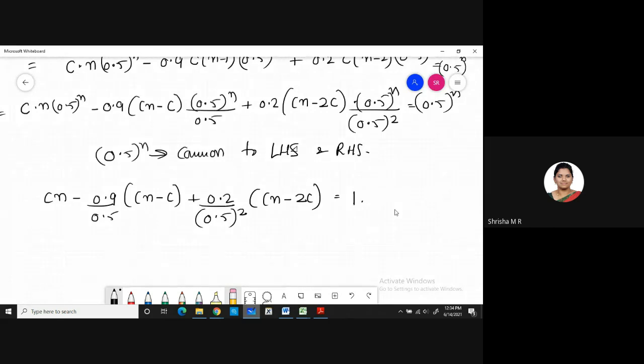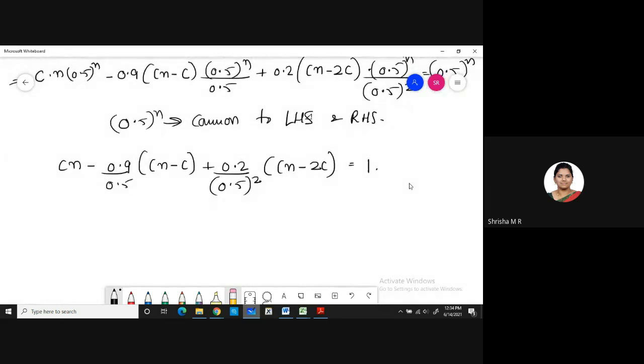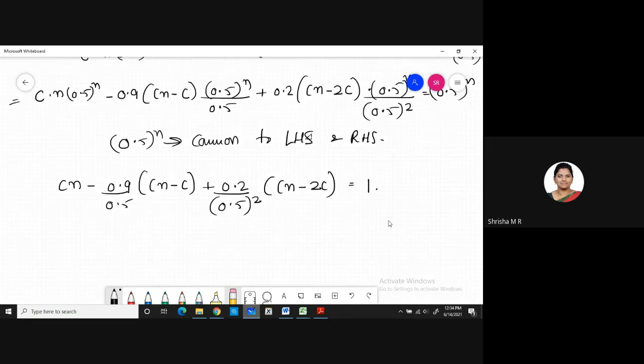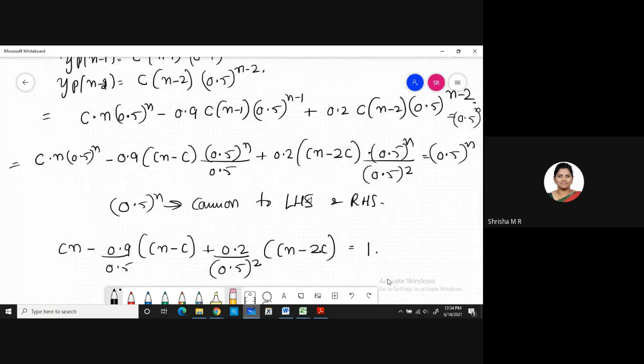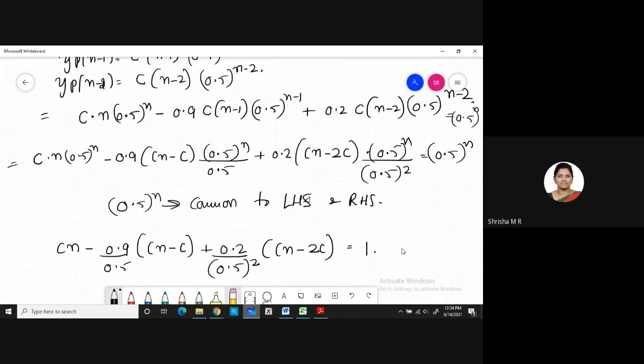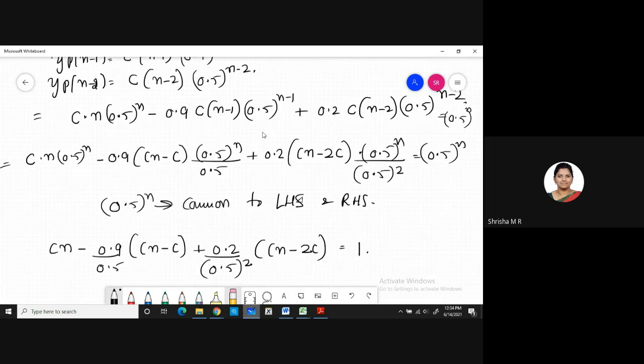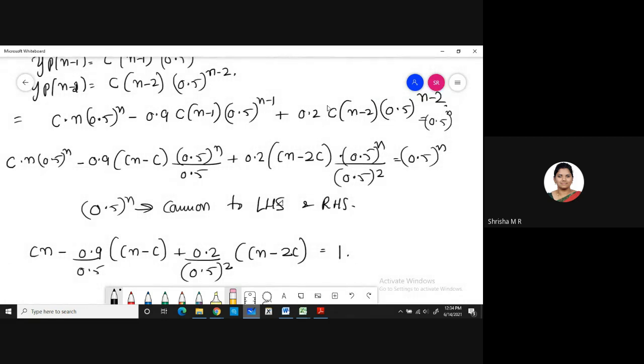Followed? Yes, ma'am. Ma'am, can you repeat that line? This line, okay. So what we are doing is, we have these equations yp of n minus 1, yp of n minus 2. Okay. So what we are trying to do is take 0.5 to the power of n so that it will cancel off.